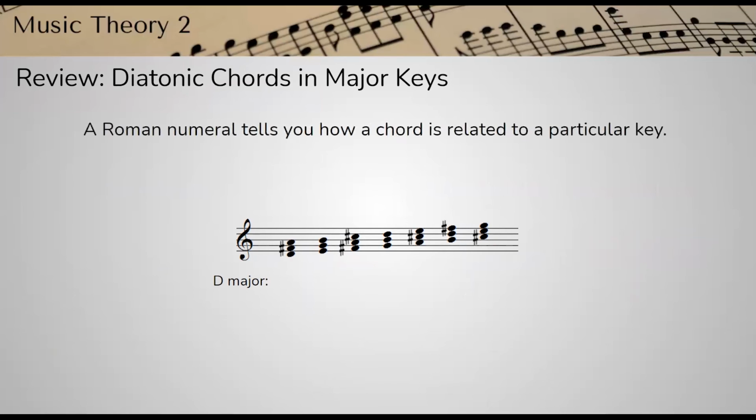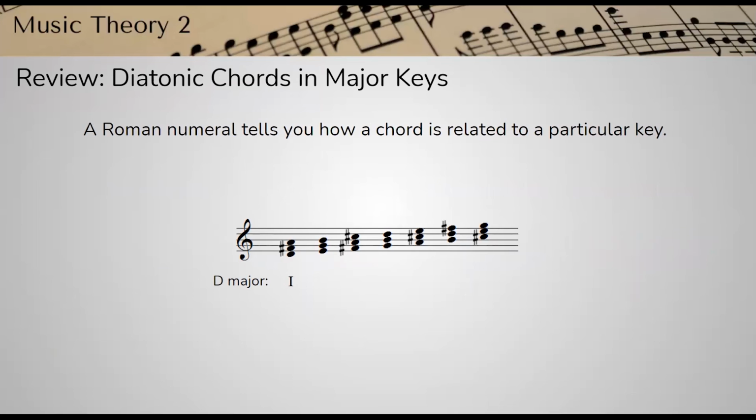Now let's talk about those Roman numerals we've been hinting at. The Roman numeral, again going quickly, just tells you how the chord is related to a particular key. In other words, which note of the scale that chord is built on. So in the key of D major, the triad that you build on the first note of the scale gets the Roman numeral I, which stands for the number 1. So the root will tell you the Roman numeral to give to that chord based on where that root is in the scale. In D major, since we're building a triad on D, D is the first note of a D major scale, so we give it a Roman numeral I.